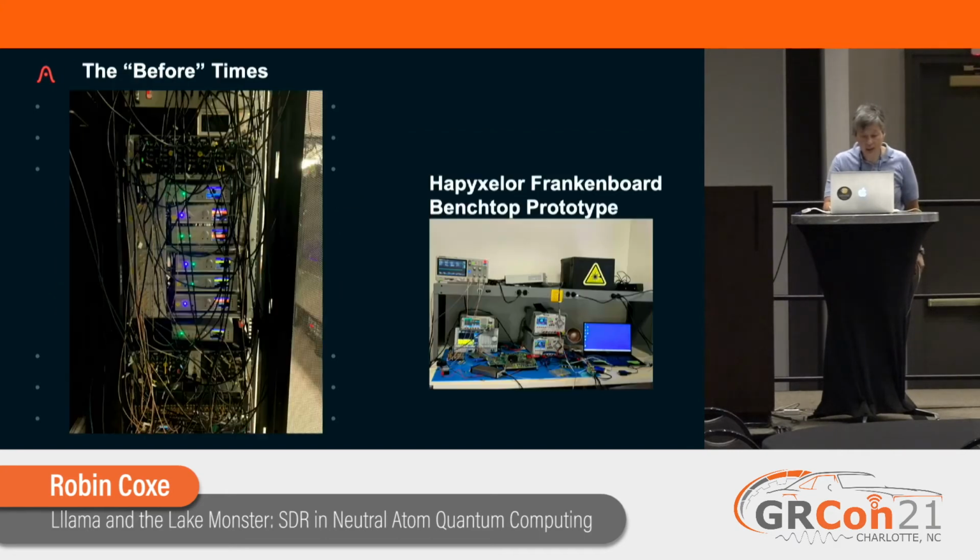It's a new feature. So the reason why we're developing our own SDR is this picture on the left is what our system looked like before. It's a collection of commercial boxes. Each of these boxes is two RF channels. So every time we want 2 more RF channels, we need to add another box.